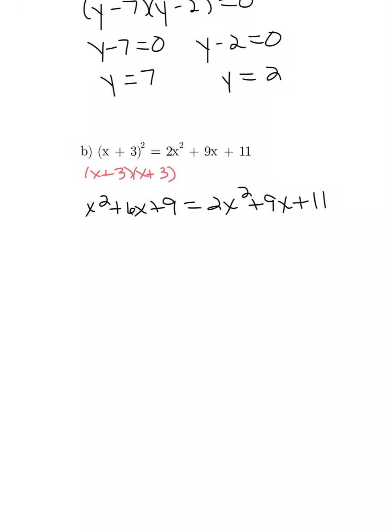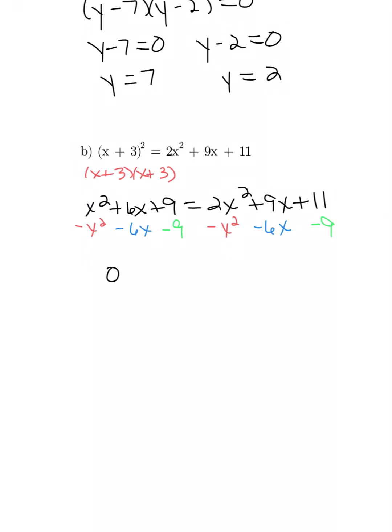Our bigger squared term is on the right side this time. So we're going to get our 0 on the left side by subtracting every one of those terms from both sides. So we're going to subtract x squared on both sides. We're going to subtract 6x on both sides. And we're going to subtract 9 on both sides.